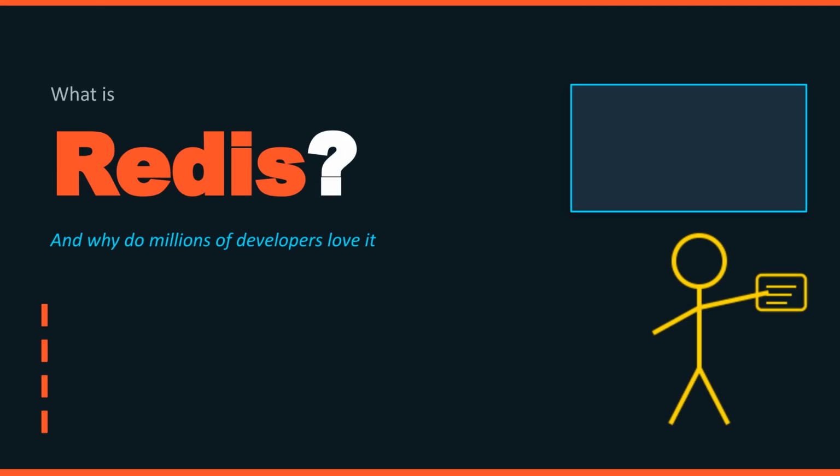Today we're going to talk about something that powers almost every fast application you use daily, Redis. Have you ever wondered why apps like Instagram, Netflix, or Swiggy feel so fast even when millions of users are online? The answer is often caching, and Redis is one of the most popular caching technologies in the world. In this video, we'll understand Redis in a very practical and intuitive way.